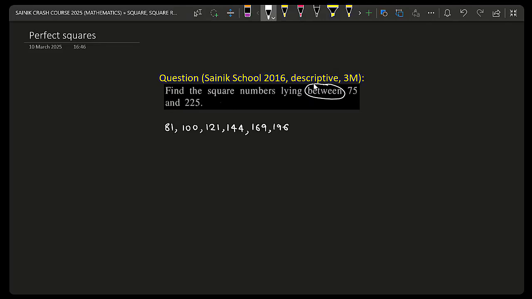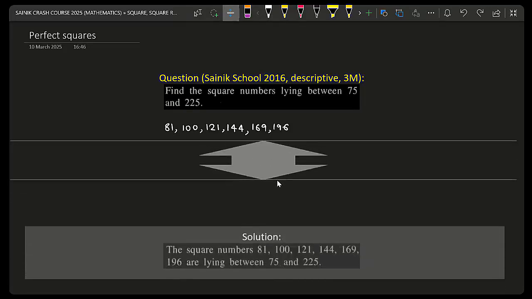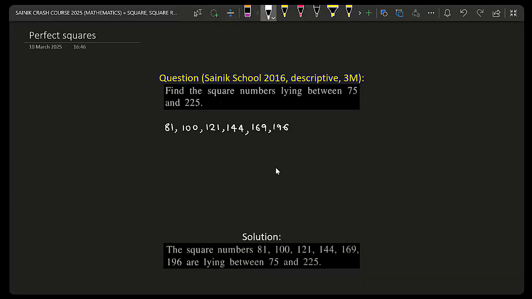Between means the endpoints are included or excluded? Sir, excluded. That means we should not write the endpoints 75 and 225. So between 75 and 225, the perfect squares are 81, 100, 121, 144, 169, and 196.